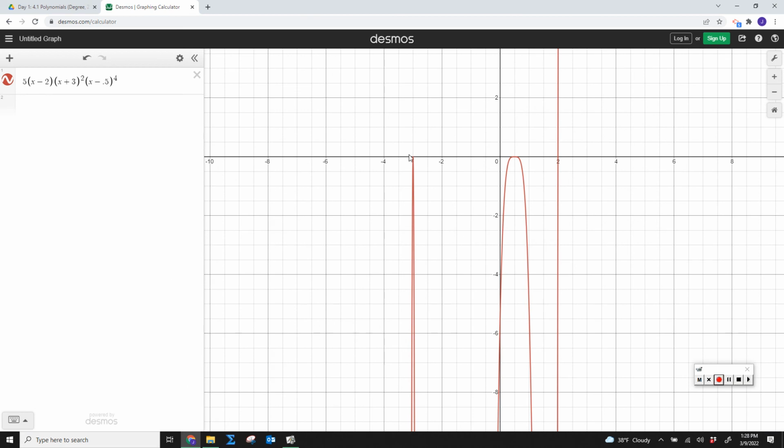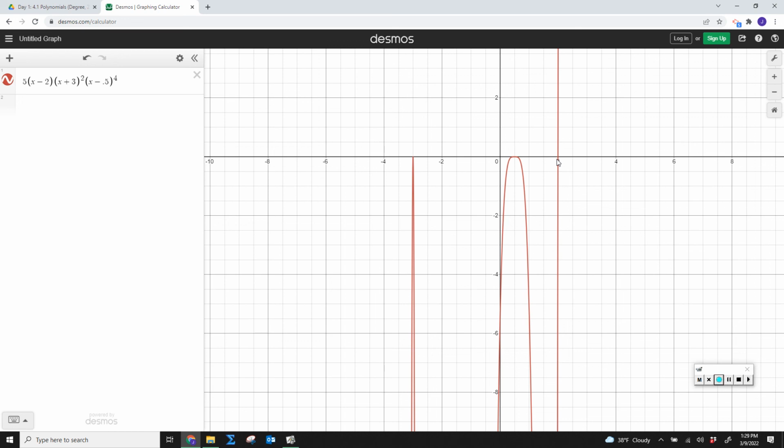Right here at -3, what was the exponent on the x plus 3? Is it square? Is it 2? It bounces, doesn't it? Right here at 1, what was the exponent? A 4. It's an even number. It bounces. And then right here at 2, it was an odd number, wasn't it? So it's going to go through at that time.